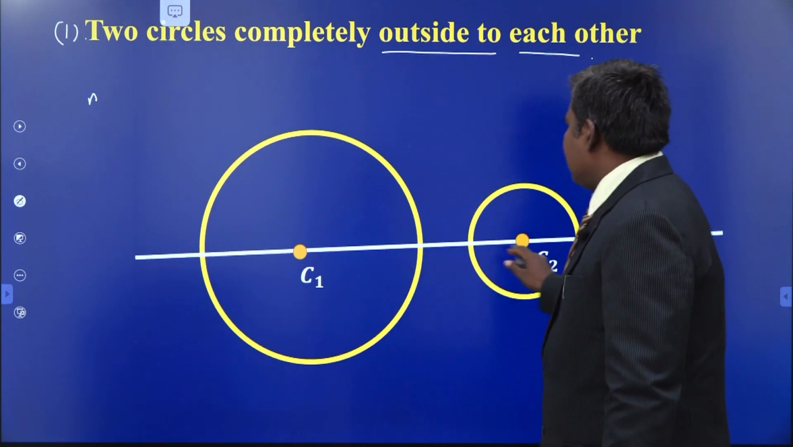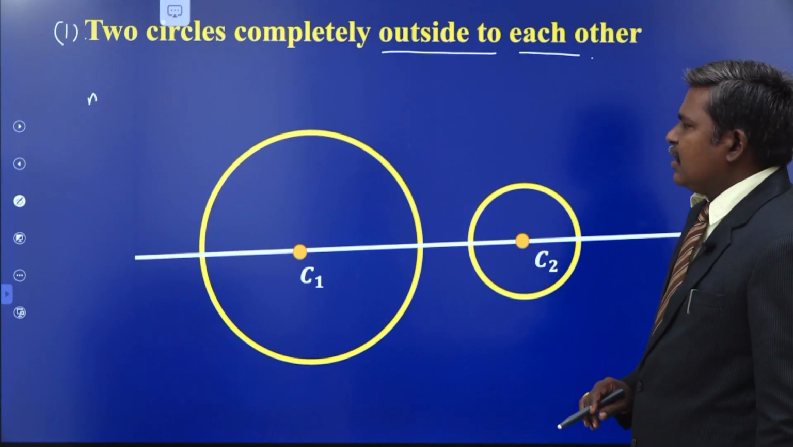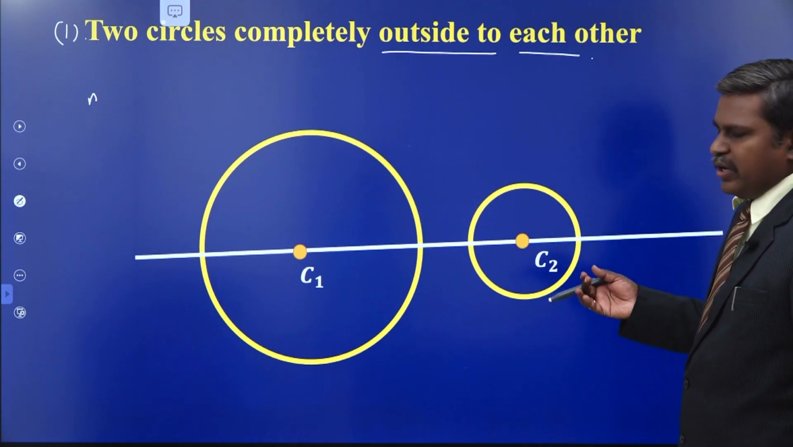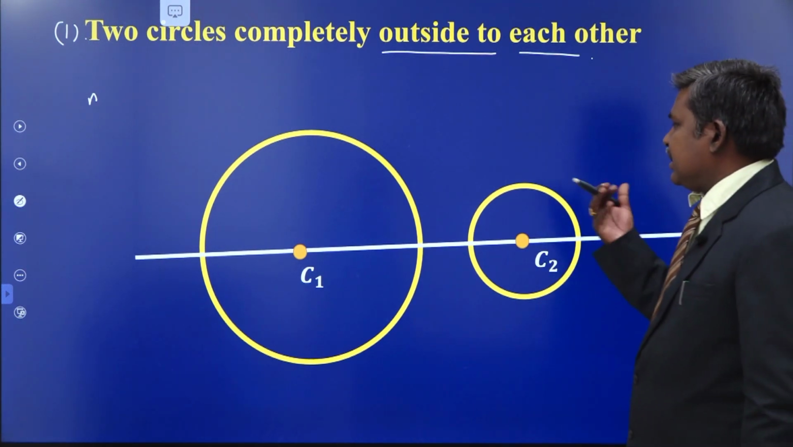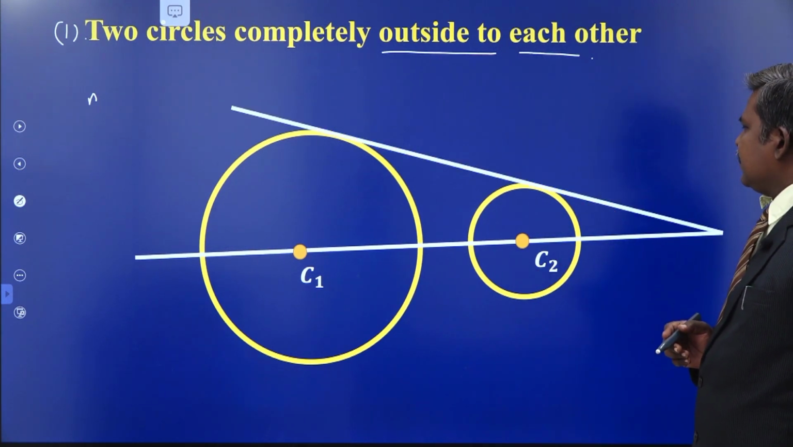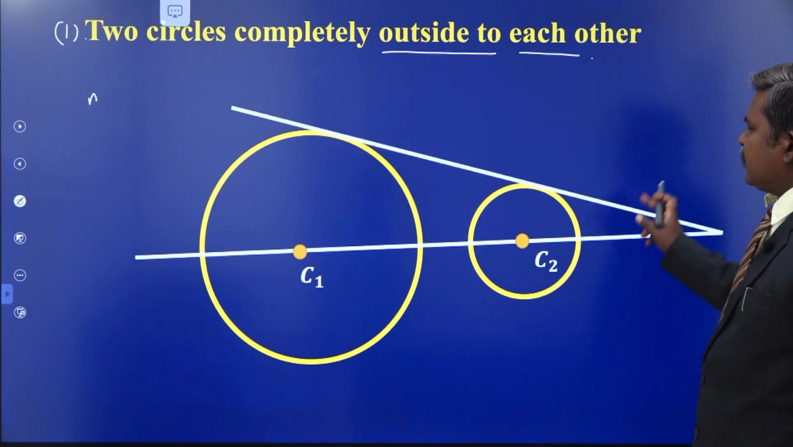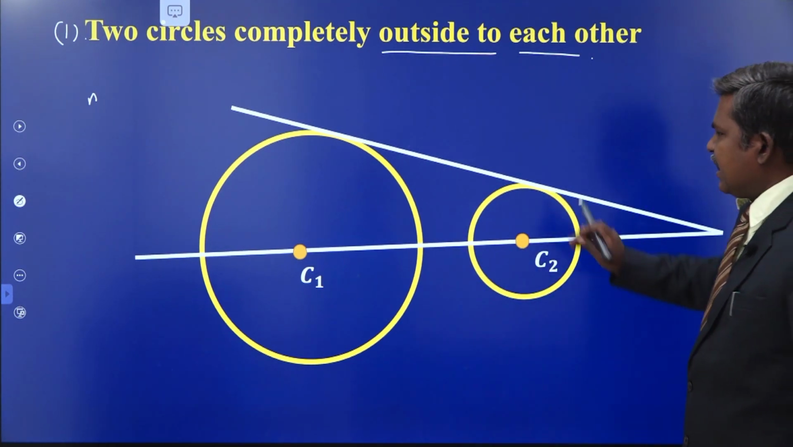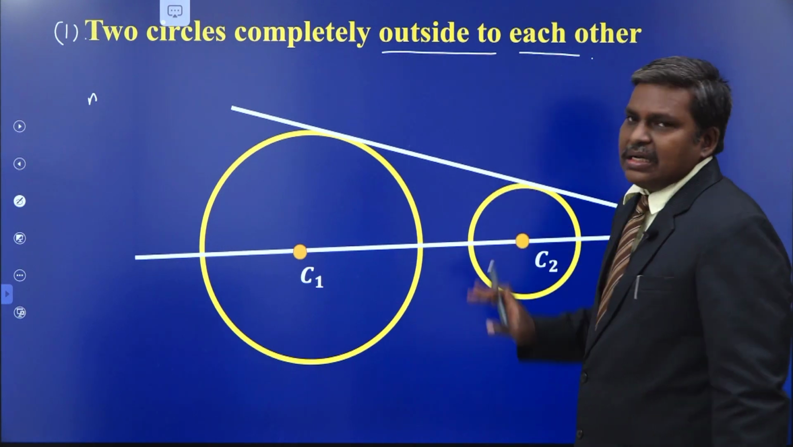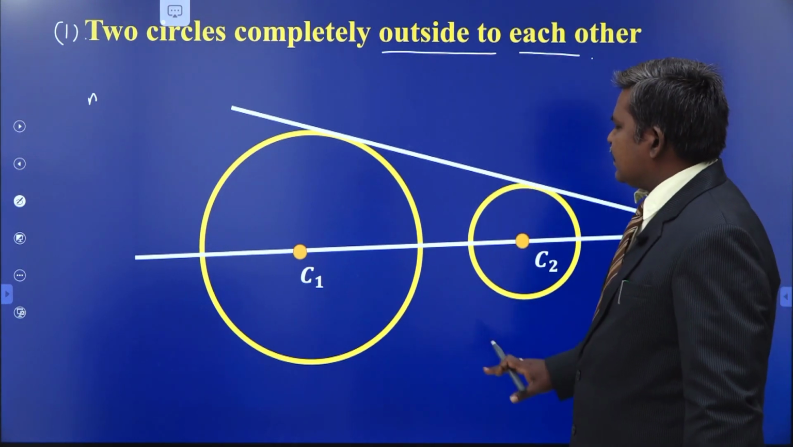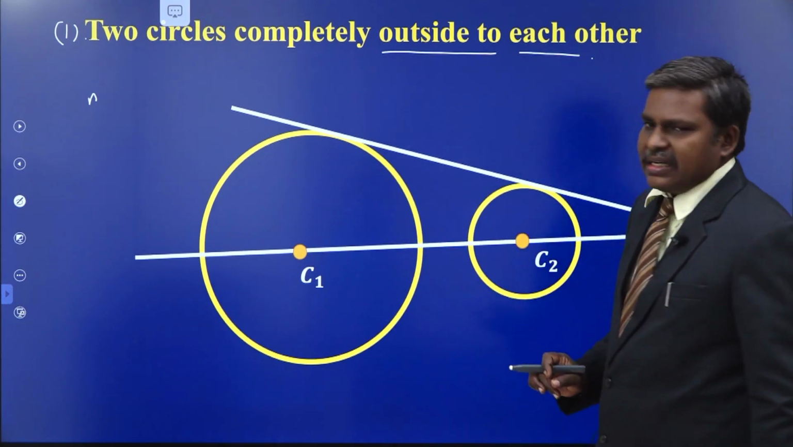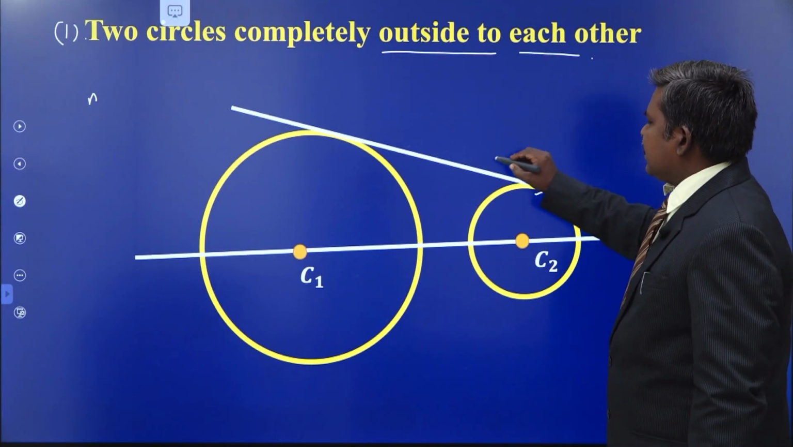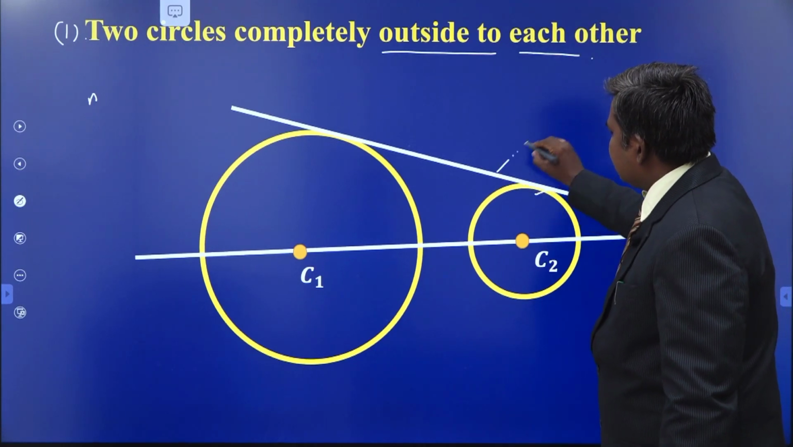This is the line joining their centers. Now in this case, how many tangents can we draw? What are they called? Let us see. This is one of the tangents which is common to both the circles. That is why we call it a common tangent. A tangent which touches both circles is called a common tangent. This tangent is outside of both the centers, so this is called a direct common tangent. What is the name? Direct common tangent.